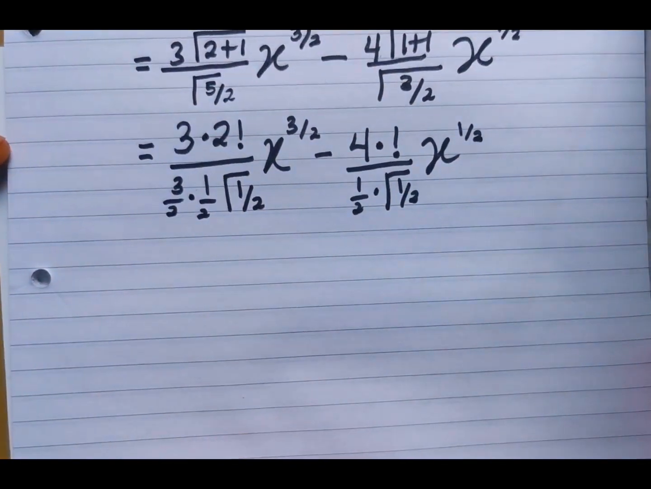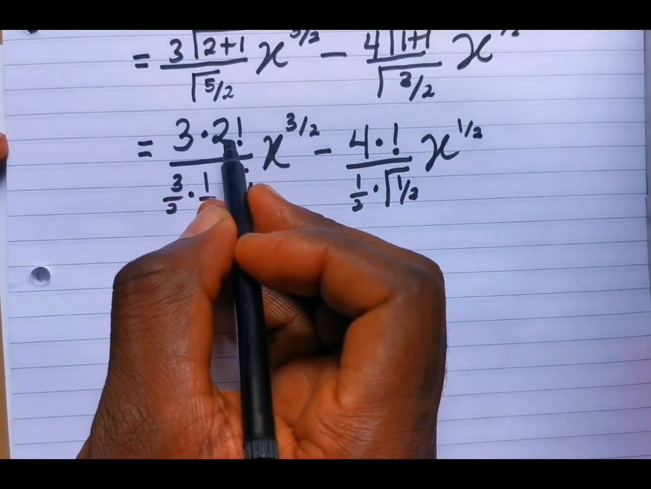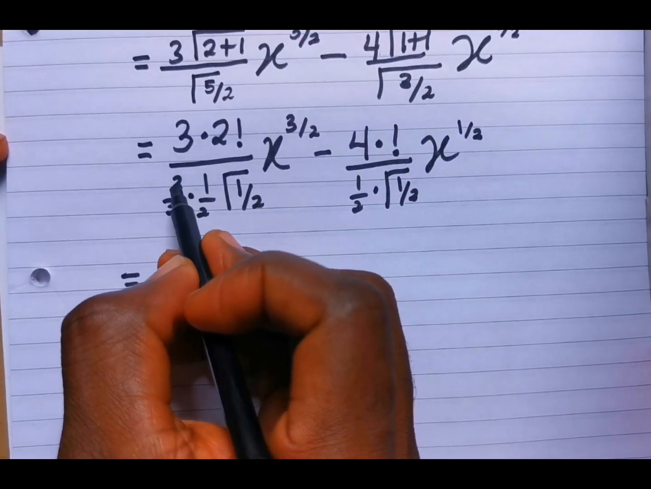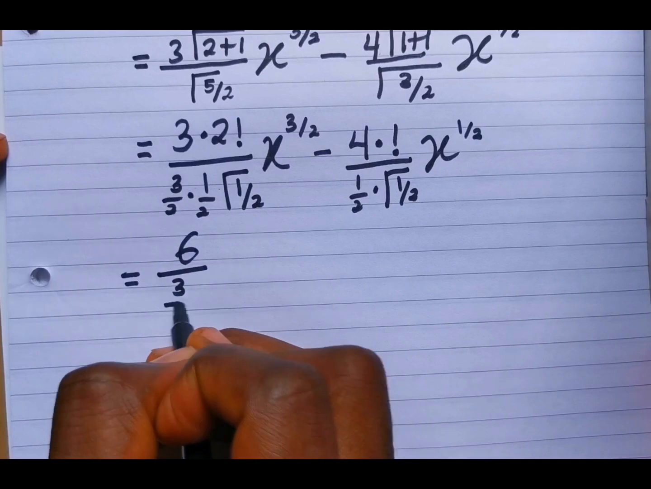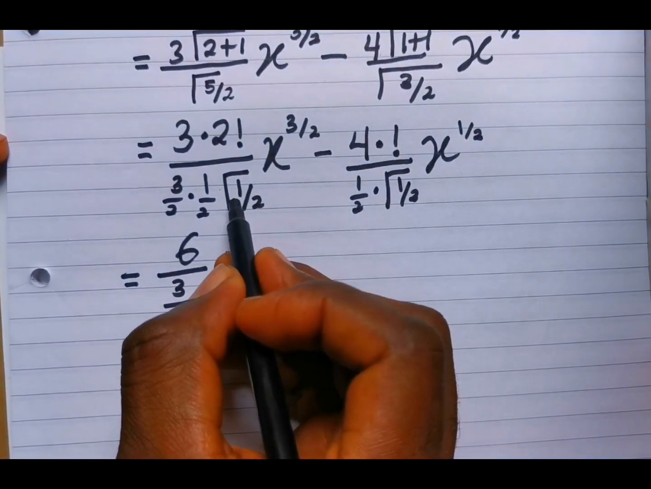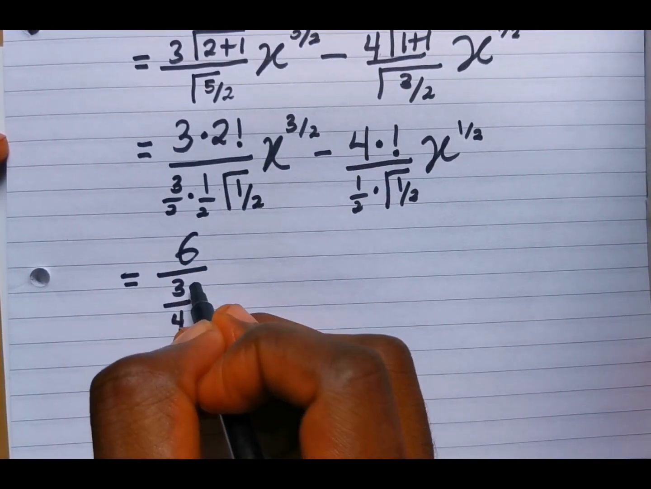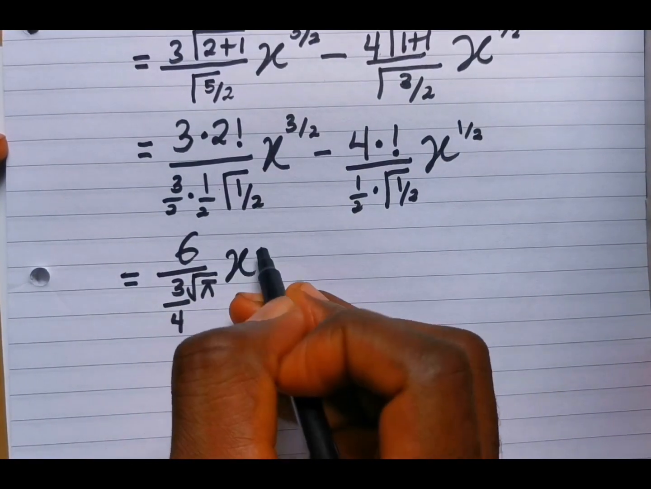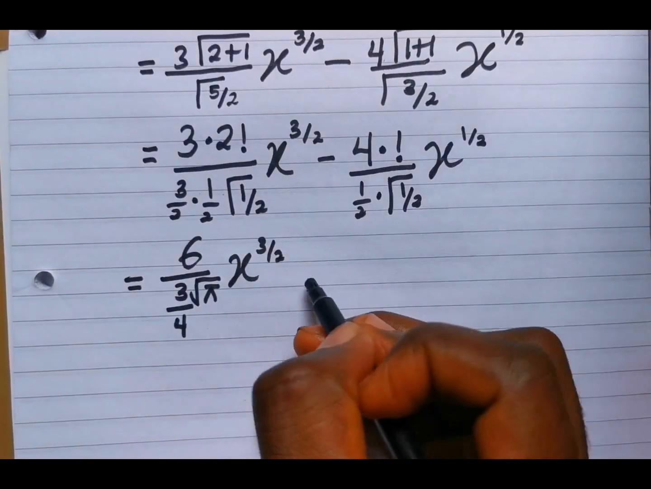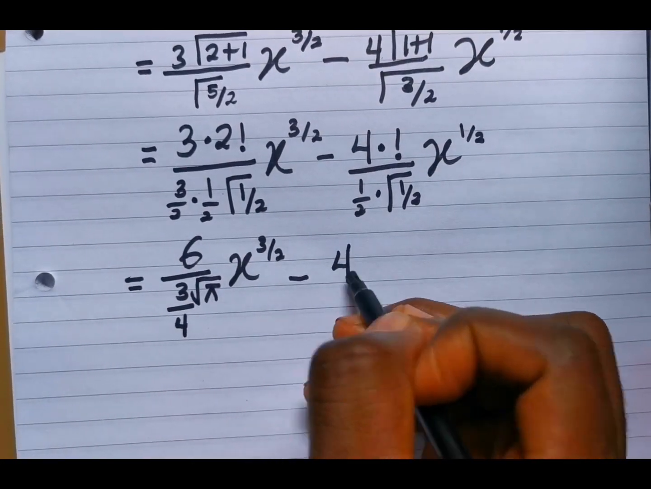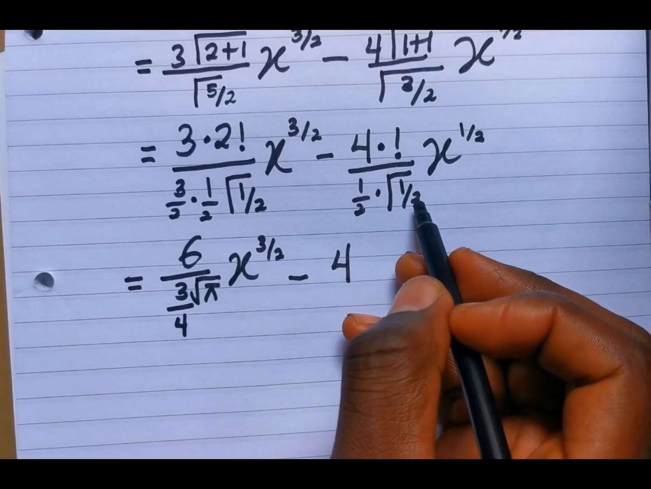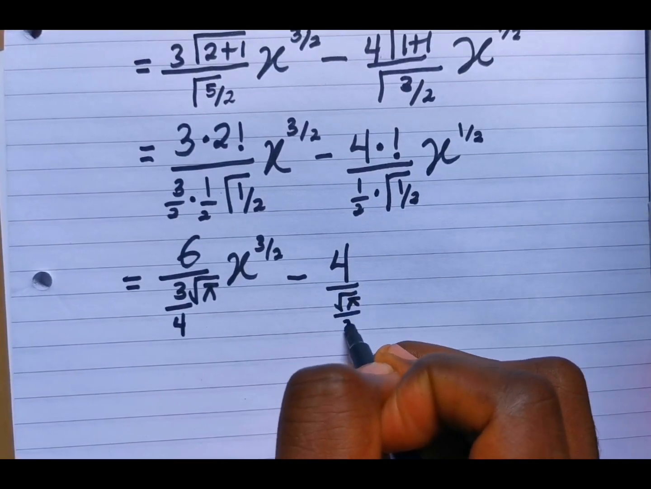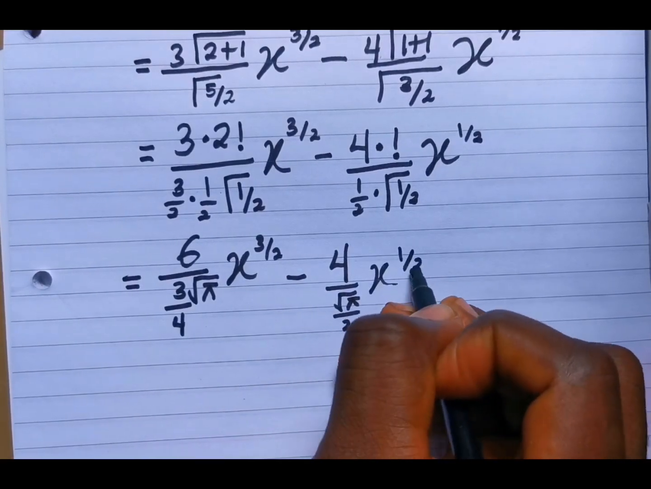Fantabulous. So this is equal to 3 times 2 factorial, which is 6, over 3 over 2 times 1 over 2, which is 3 over 4, then the gamma of 1 over 2, which is the same thing as the square root of pi. x to the 3 over 2 minus, I have 4 over here. I have 1 over 2 over the gamma of 1 over 2. This is the same thing as the square root of pi over 2. Then x raised to 1 over 2.